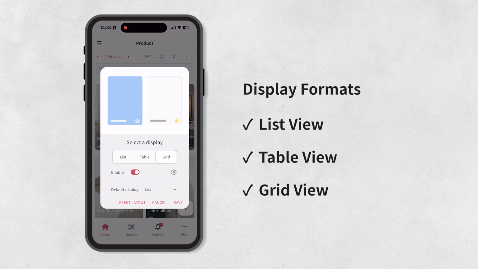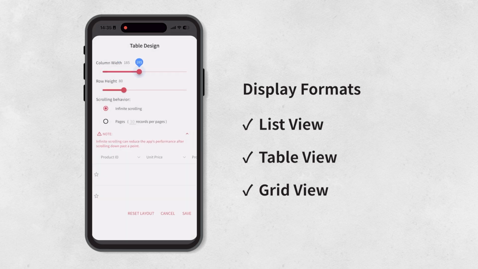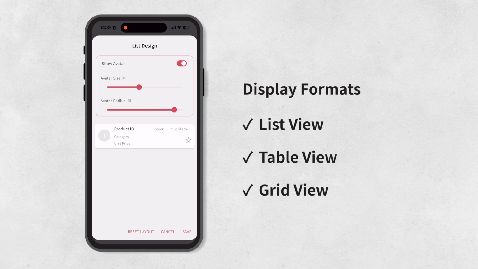For each mode, clicking on the gear icon will bring you to their configuration and adjustment settings. For example, in the grid view, you can adjust the number of images per row and the format. In the table view, you can configure the column width and row height. In the list view, you can change the size and radius of the avatars. Below each mode setting, you can adjust the order of the columns displayed in the app.